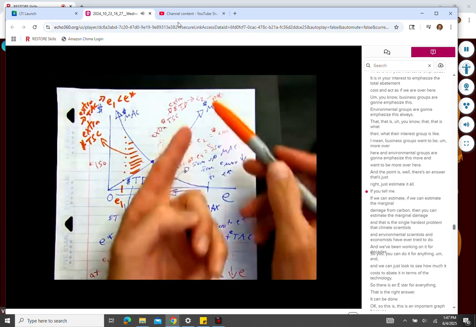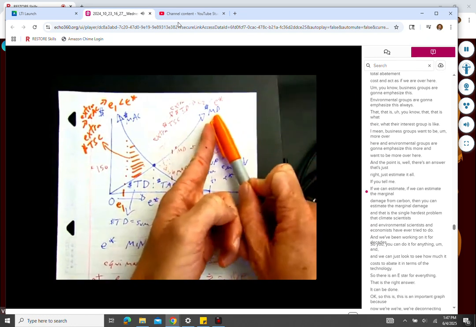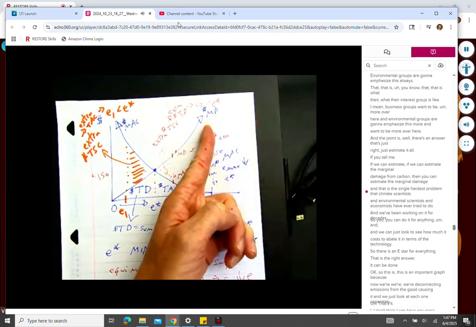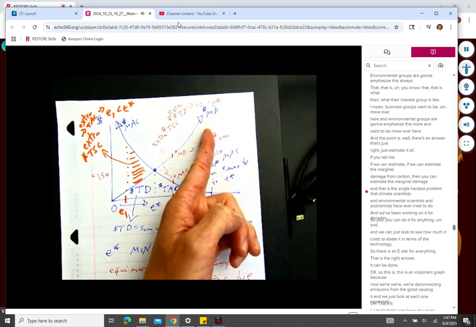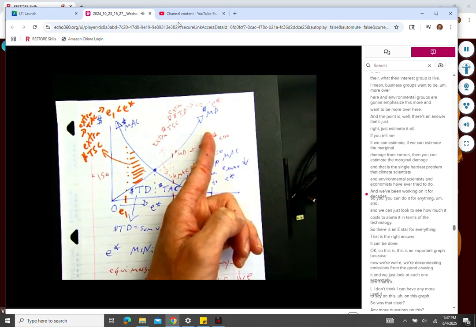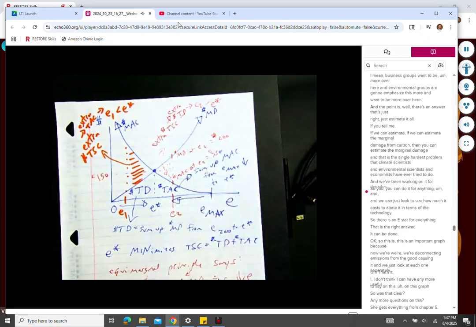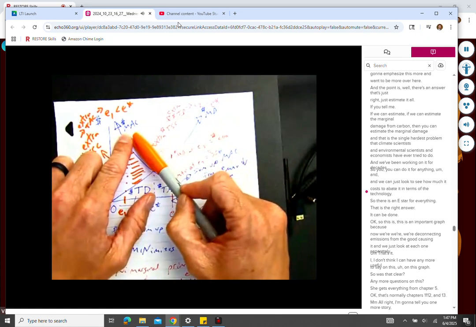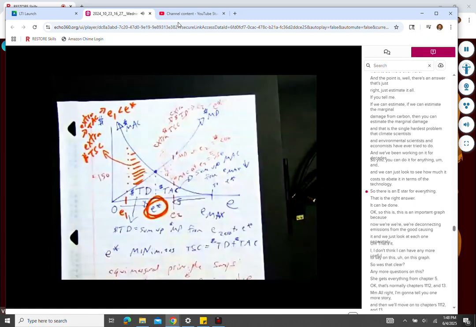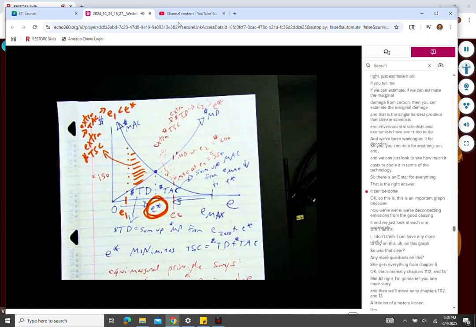Just estimate it all. If we can estimate the marginal damage from carbon, then you can estimate the marginal damage from anything. That is the single hardest problem that climate scientists, environmental scientists, and economists have ever tried to do, and we've been working on it for decades. So you can do it for anything, and we can just look to see how much it costs to abate it in terms of the technology. So there is an E star for everything. That is the right answer, and it can be done.